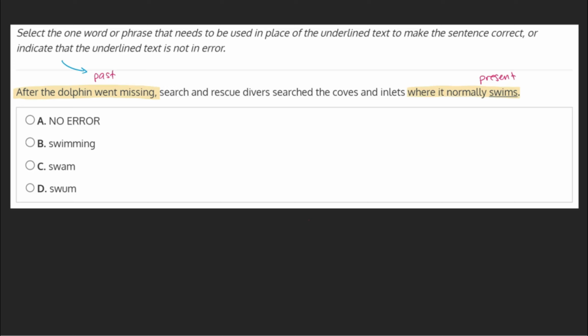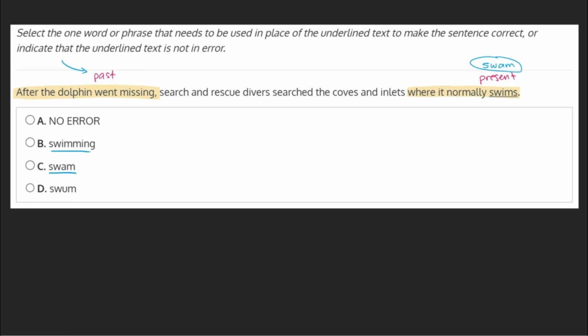Because we're describing a place the dolphin used to go to before it went missing, the verb needs to match the past tense. This being the case, we could replace swims with the past tense swam, which we actually see offered as choice C. This leads us to believe that choice C could likely be our answer, but we'll take a look at choices B and D just to be sure.